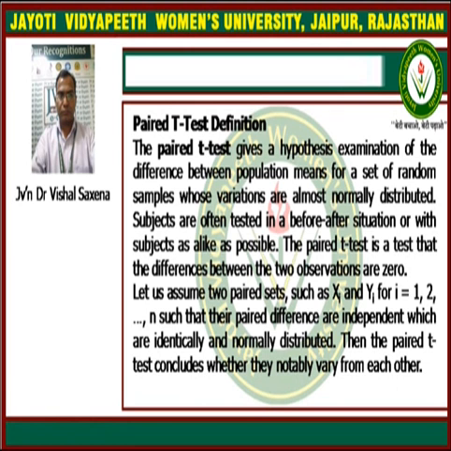Subjects are often tested in a before-after situation or with subjects as alike as possible. The paired t-test is a test that the differences between the two observations are zero. Let us assume two paired sets such as xi and yi for i equal to 1, 2, 3 to n, such that their paired differences are independently and normally distributed. Then the paired t-test concludes whether they notably vary from each other or not.